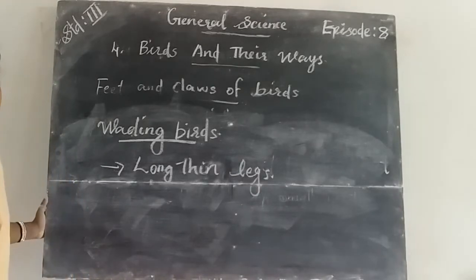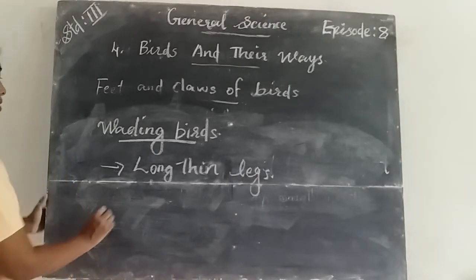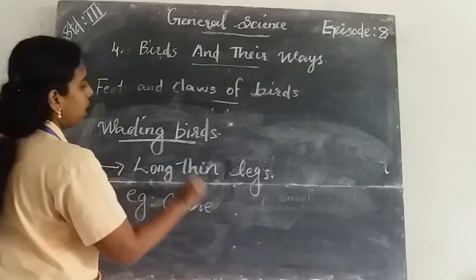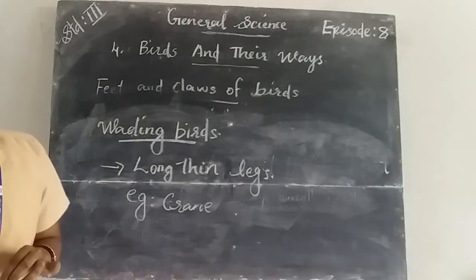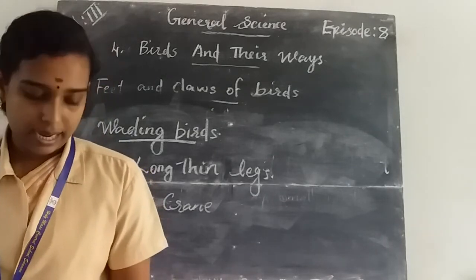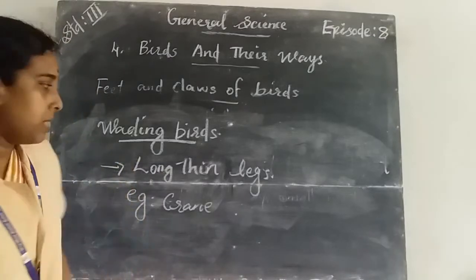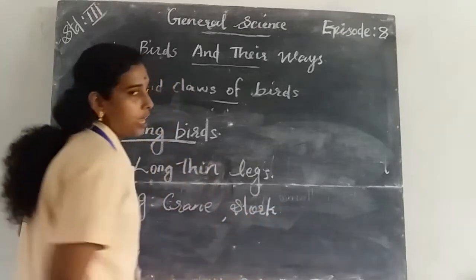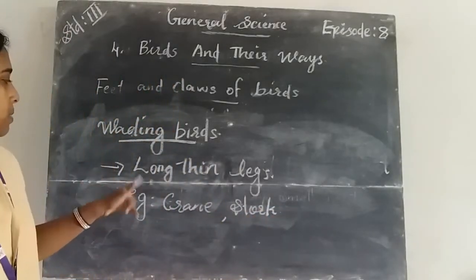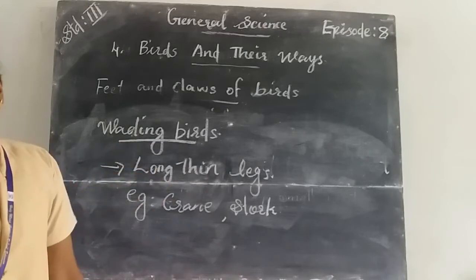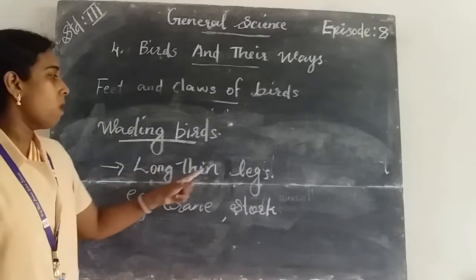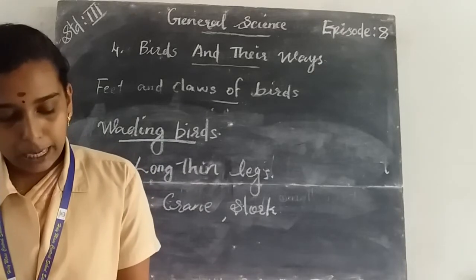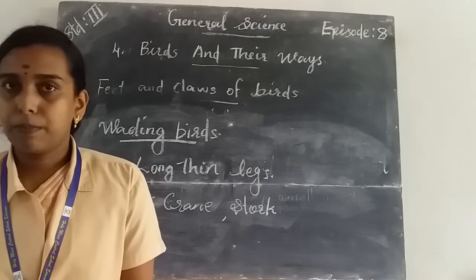Examples of wading birds are stork and crane. Crane is a wading bird because it has long and thin legs. Another example is stork. Stork is also an example of wading birds. Simply, the birds having long, thin legs are called wading birds, and their toes help them to keep the feet from sinking into the soft mud.